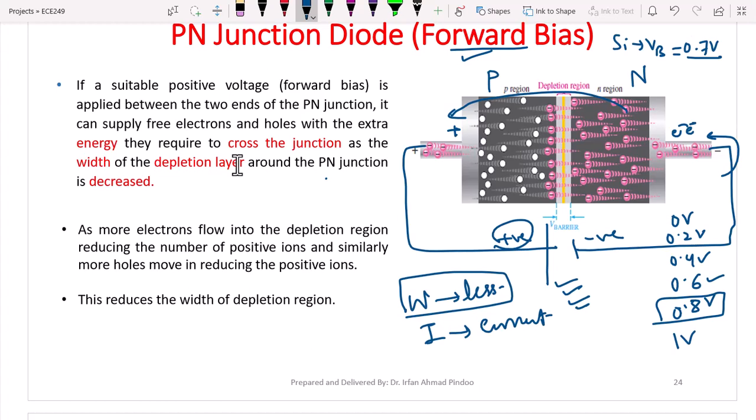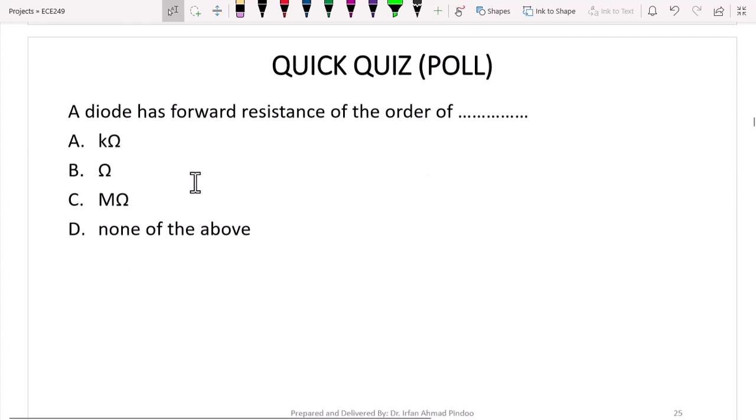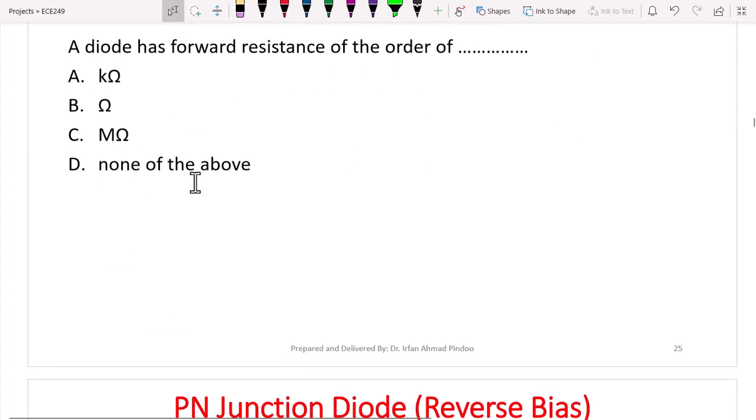Because current is increasing over here, we can also say that the resistance of a diode in forward bias will be very less. In ideal condition, we replace it with a short circuit. Now you can see the question. A diode has a forward resistance of the order of ohms because, as I said, current is high.